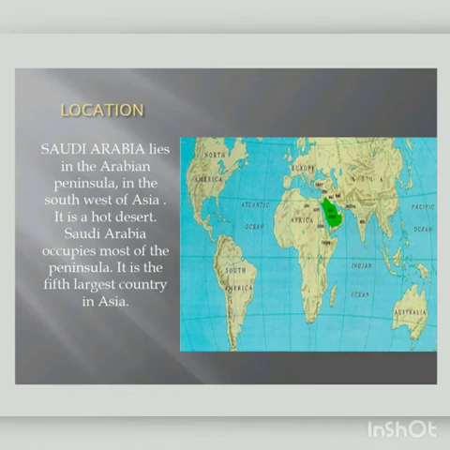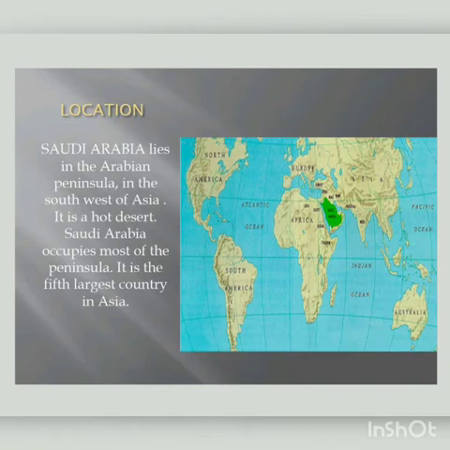Saudi Arabia lies in Arabian Peninsula. Do you know what is the meaning of peninsula? Peninsula is a piece of land which is surrounded by water from three sides. Arabian Peninsula in the southwest of Asia is a hot desert.